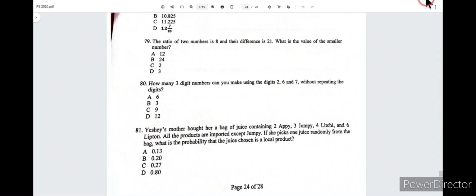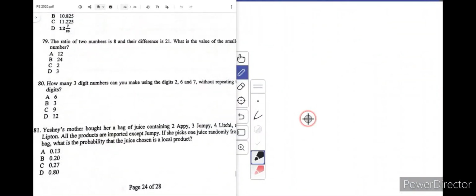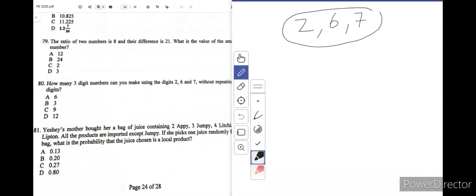So in such cases, we have 3 numbers, 2, 6 and 7, and we have to make a number of 3 digits. So 3 digits means, first option, the first digit can be any one of these 3. In this case we have a formula: we have three options and we can select one of the digits. Then we need to multiply.